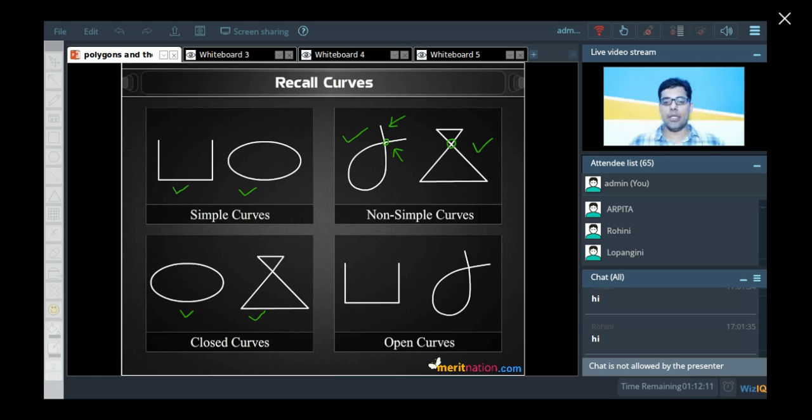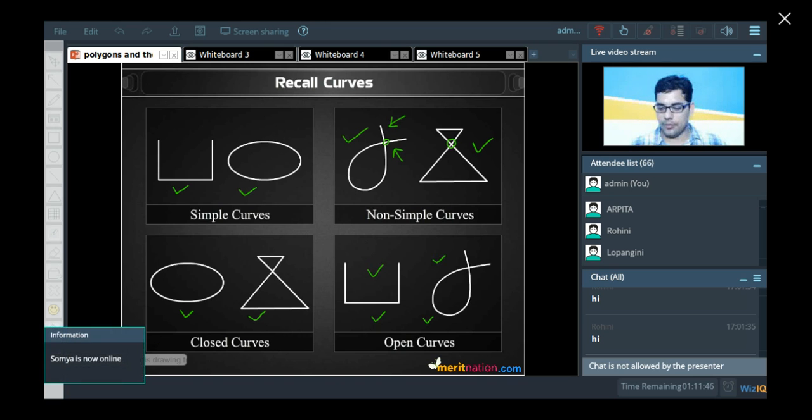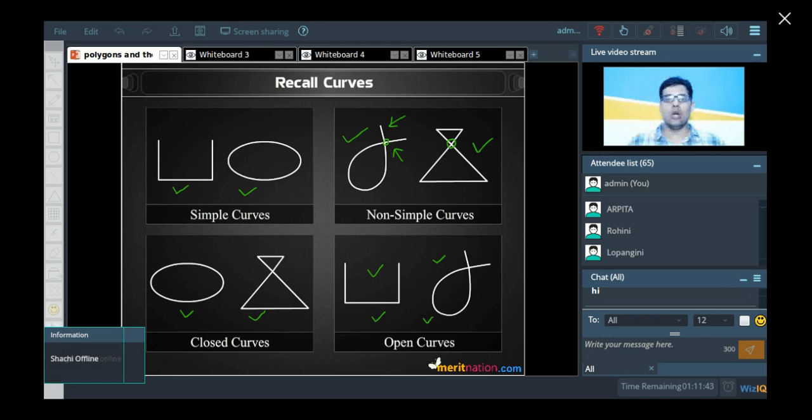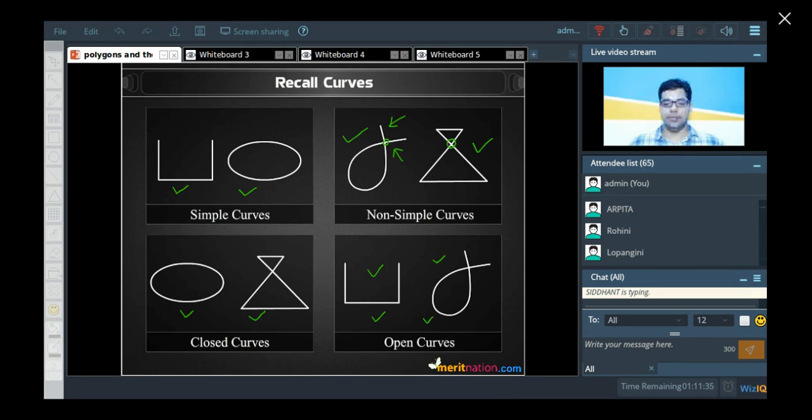Then we have open curves. Two open curves are given in front of you. One is this, second is this. The curves are not closed; their beginning and end points are different. They are called open curves. I think this is all clear about simple curves, non-simple curves, closed curves and open curves.